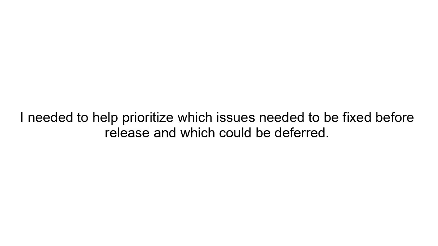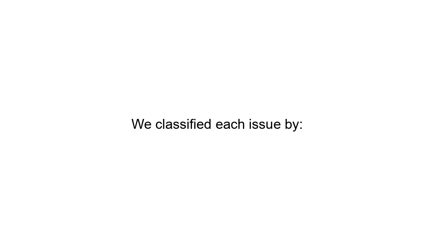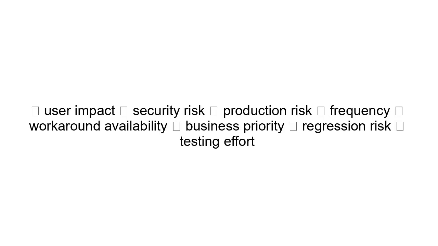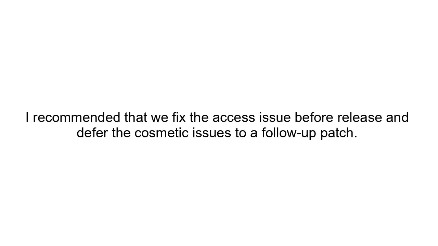Task. I needed to help prioritize which issues needed to be fixed before release and which could be deferred. Action. I reviewed the defect list with QA and the product owner. We classified each issue by user impact, security risk, production risk, frequency, workaround availability, business priority, regression risk, testing effort. The role-based access issue was the highest priority because it could allow incorrect access behavior. The minor message issues were lower risk. I recommended that we fix the access issue before release and defer the cosmetic issues to a follow-up patch.